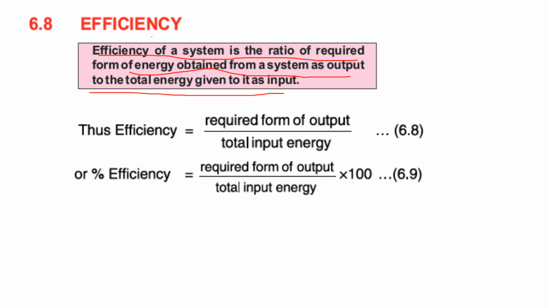And if you want to calculate it with the help of a mathematical formula, we can just use the formula: efficiency is equal to required form of output divided by total input energy. And with efficiency we also calculate the percentage efficiency. With percentage efficiency we just have to multiply the formula by 100.